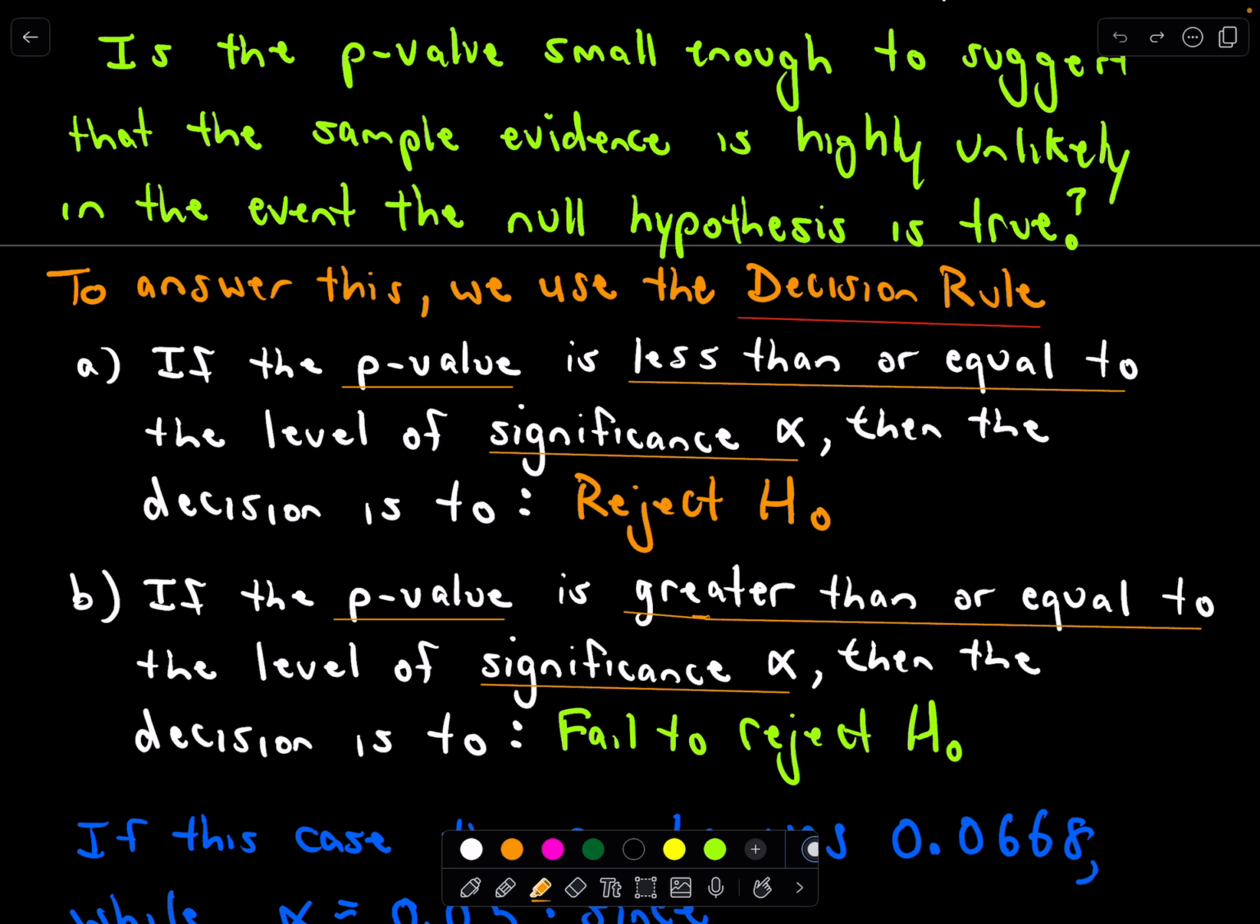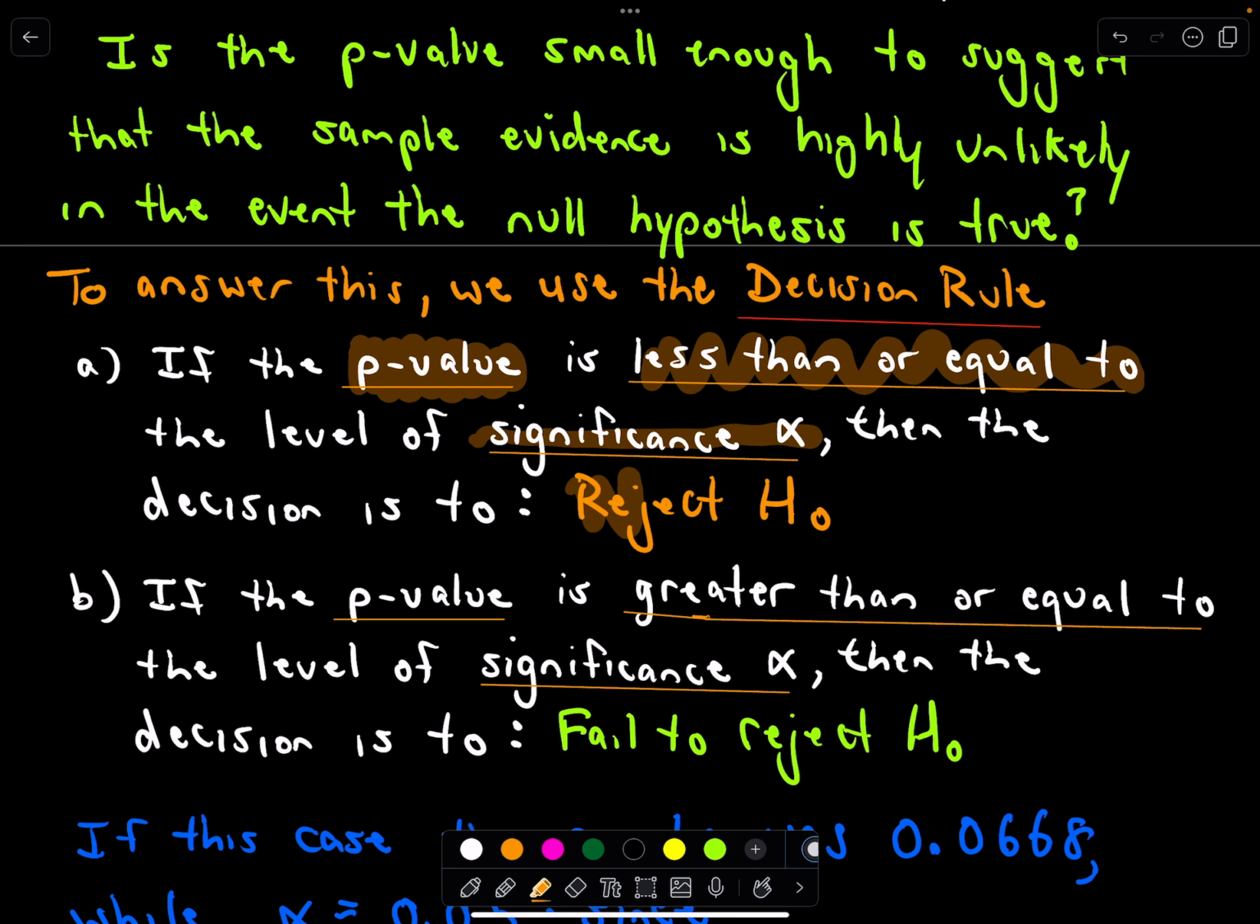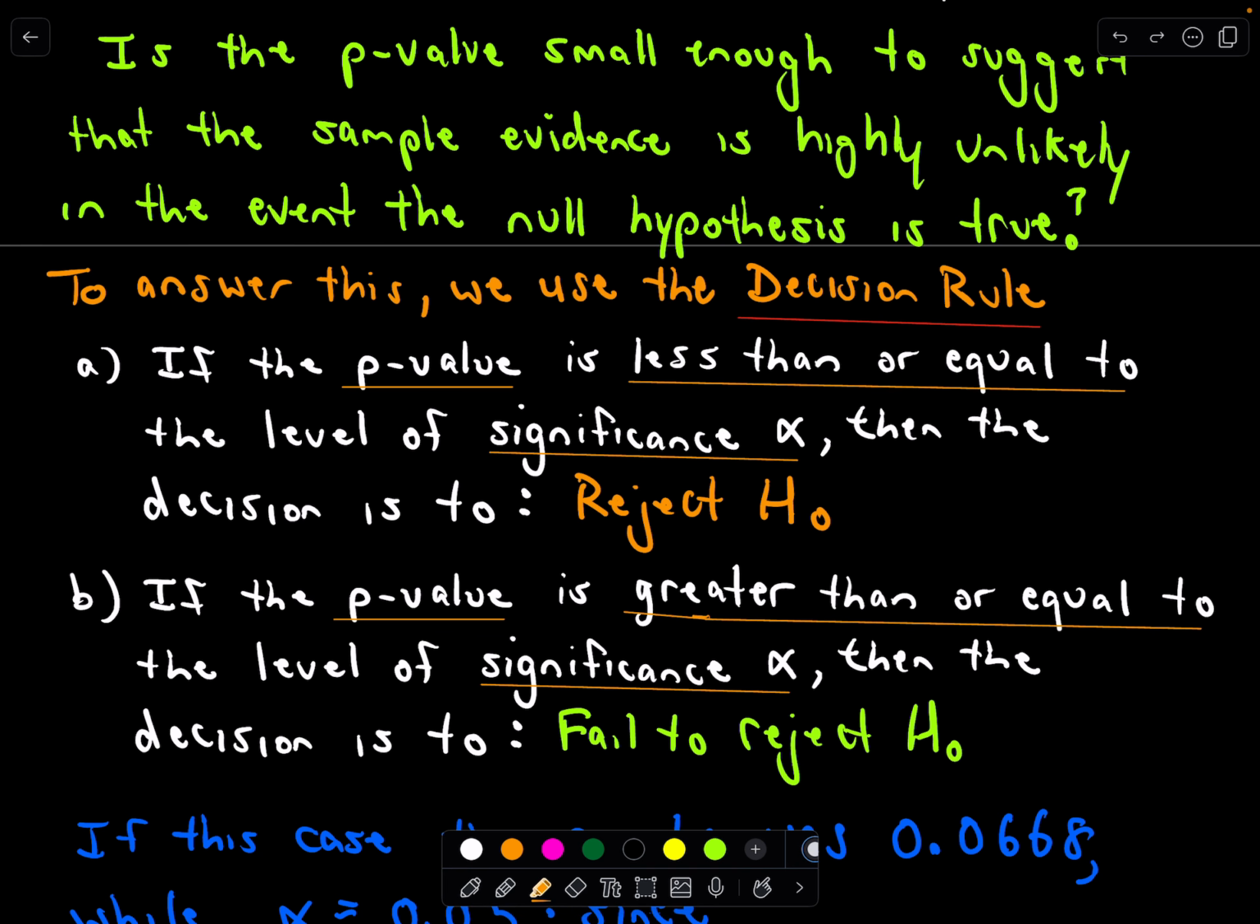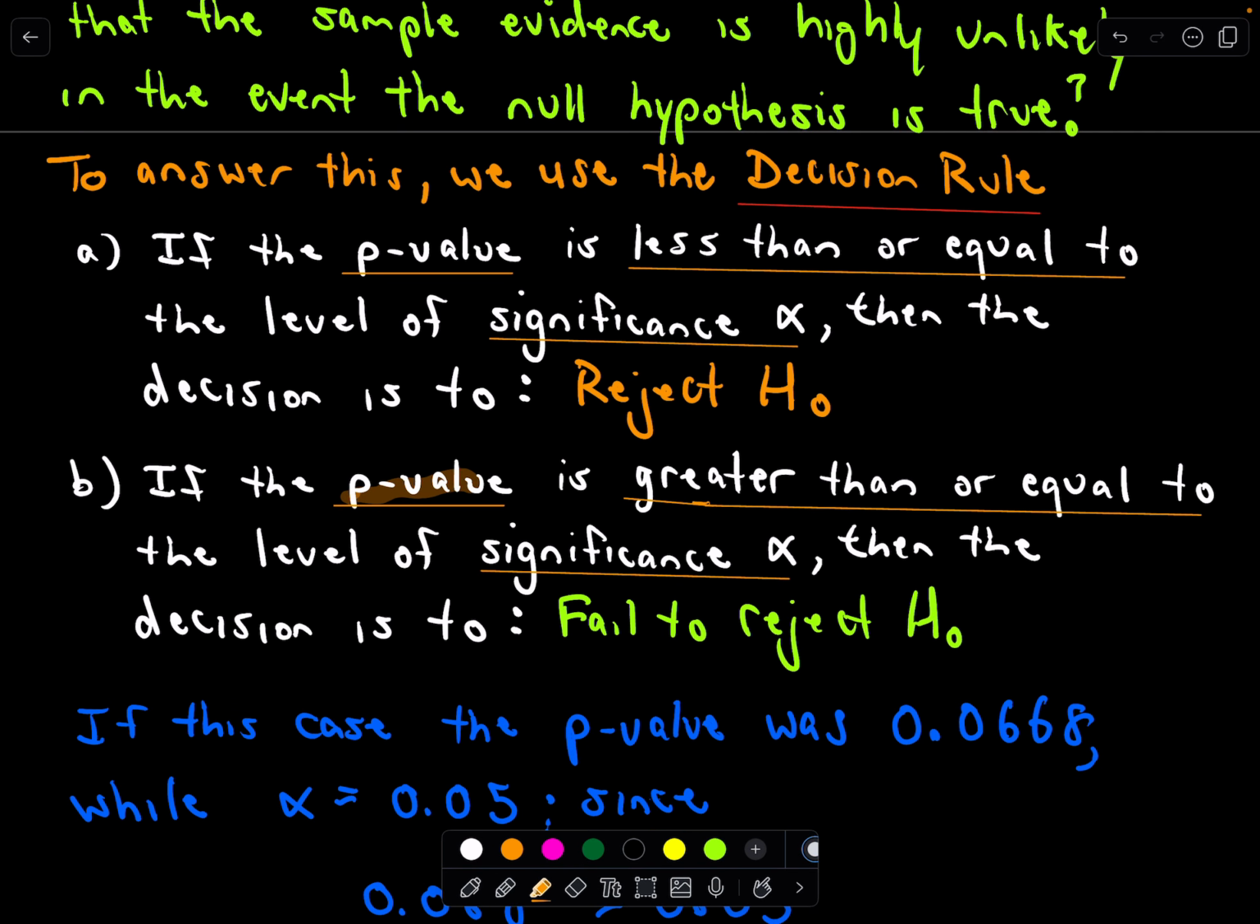So one more thing, the decision rule. If the p-value is less than or equal to the level of significance alpha, then the decision is we reject that null hypothesis. Okay, so if the p-value is smaller than the level of significance, get rid of that null hypothesis. If the p-value is greater than the level of significance, fail to reject the null hypothesis. We're going to hang on to that null hypothesis.